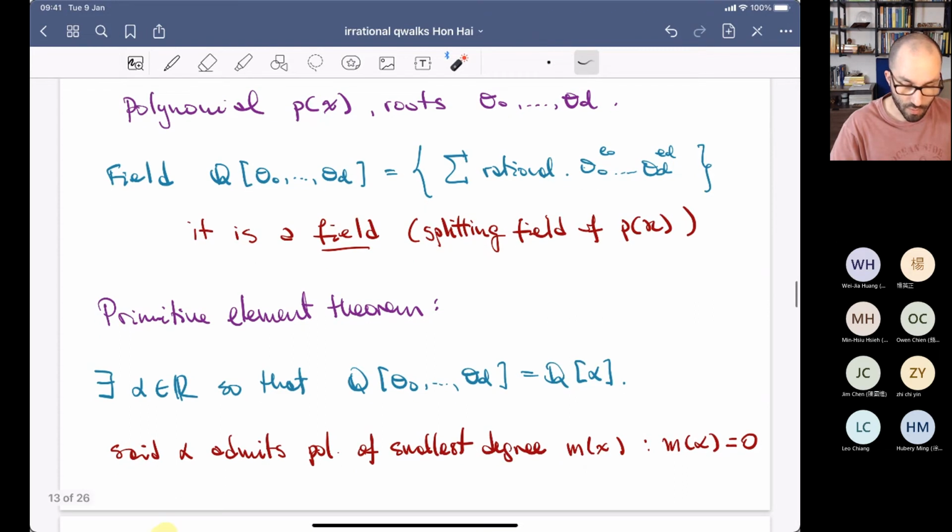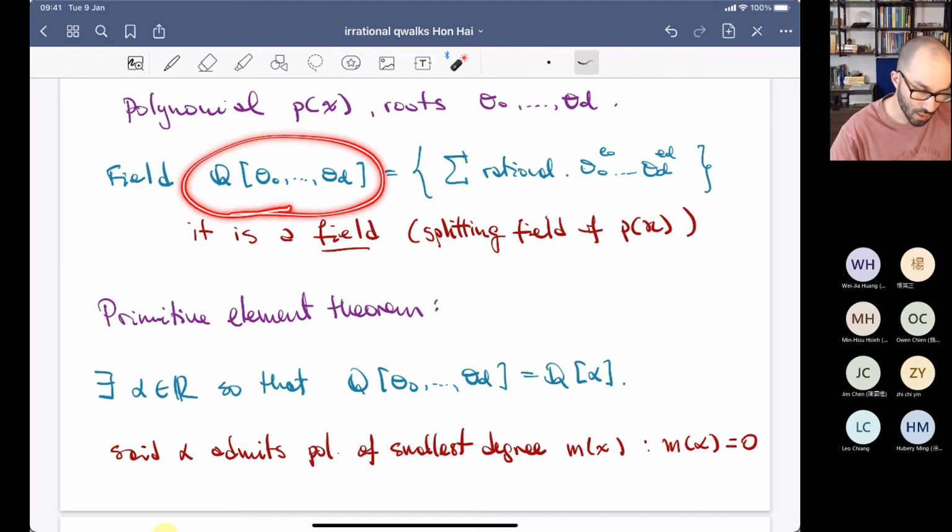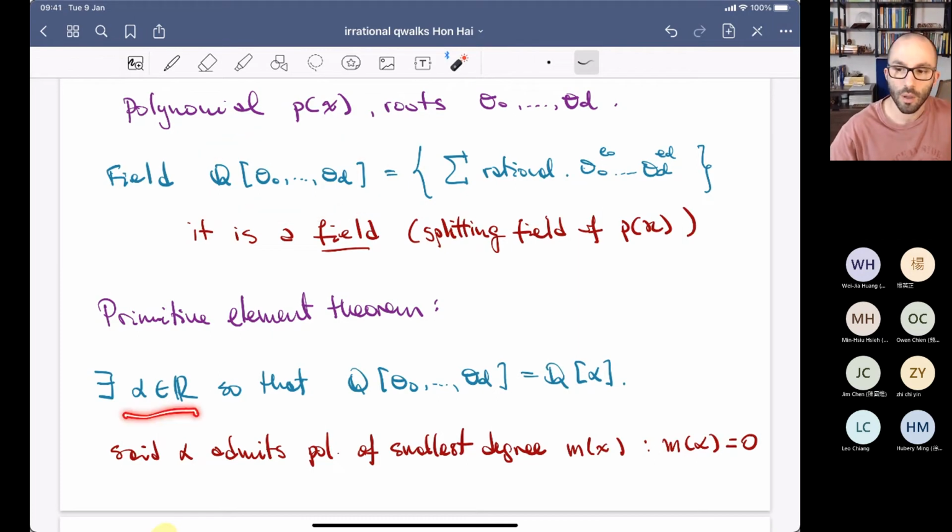And if you ever took a Galois theory course, this is probably the, I don't know, third or fifth lecture. So it's a simple result. It says that for all things that look like this, you can always find a real number that actually generates this whole thing. So each one of these guys is going to be a polynomial in this particular real number. Okay, and this particular real number is an algebraic number. It admits a polynomial of smallest degree, which maps this number to 0.